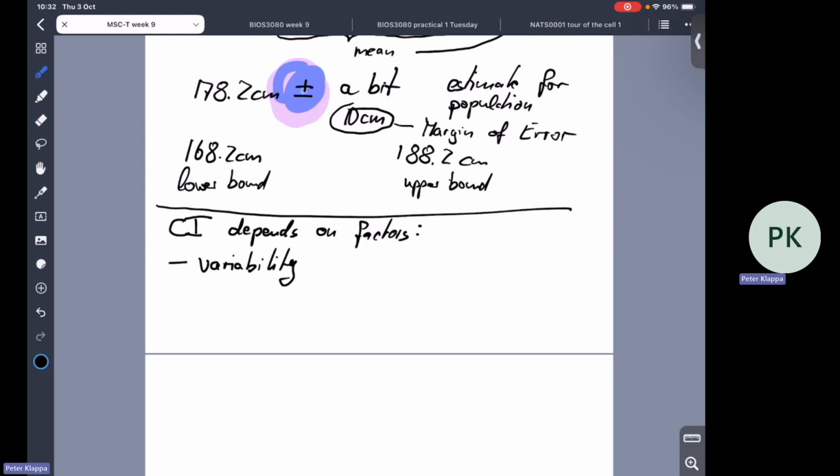There is no error now. There would not be a sampling uncertainty or sampling error when I pick a sample. Everybody would be 178 centimeters. So my confidence interval would basically be 0 if there was no variability. So what we are looking at is the variability in the population.